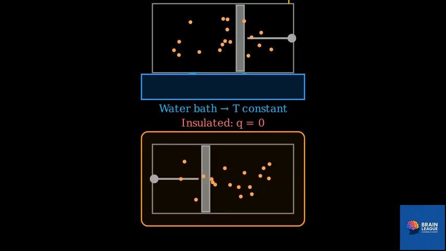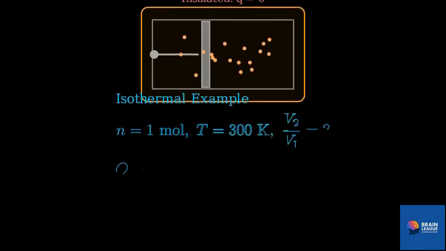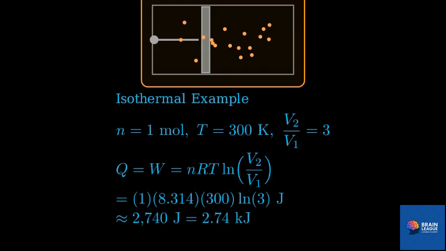Let us calculate fast. First, an isothermal expansion example. 1 mole of an ideal gas at 300 Kelvin expands slowly from V1 to V2, where V2 over V1 equals 3. Compute Q equals W equals nRT natural log of V2 over V1.